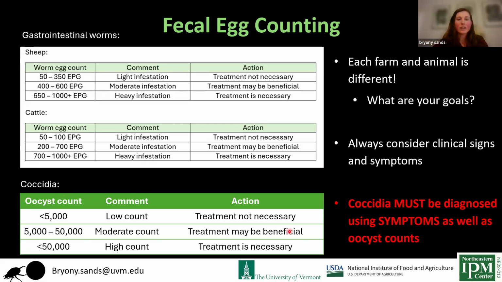Coccidia, again, we really have to be looking at signs and symptoms as well as these oocyst counts. And that's because there's a lot of coccidia species which are not actually pathogenic. So we might have a high oocyst count in the fecal egg counting slide, but it might not actually be a pathogenic species. So we always say that when diagnosing coccidia, it has to be these egg counts alongside signs and symptoms too.